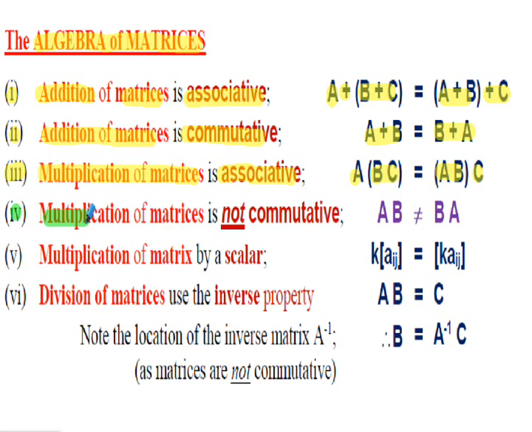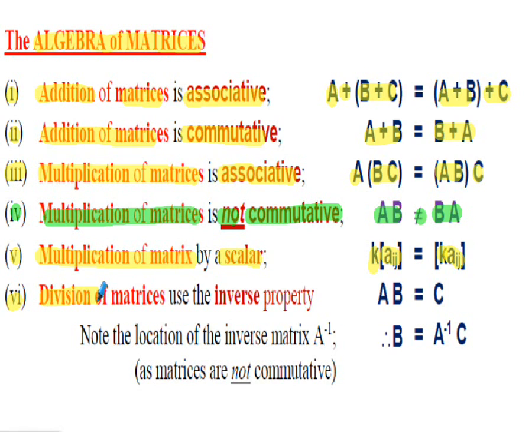4. Multiplication of matrices is not commutative. In other words, A multiplied by B does not equal B multiplied by A. So be very careful in later work where we start multiplying matrices together. Item 5. Multiplication of a matrix by a scalar value such as k, where k is a number. Then k multiplied by matrix Aij is the same as k multiplied by every element in the matrix Aij.